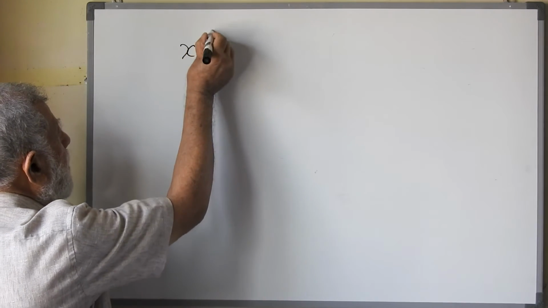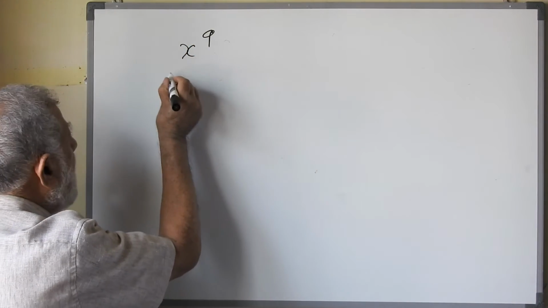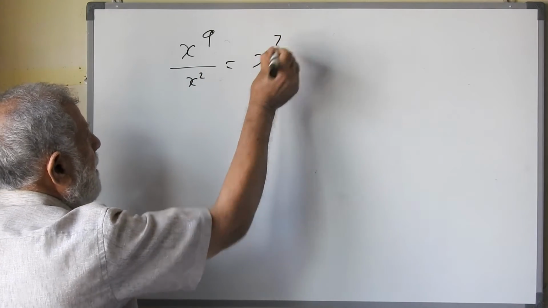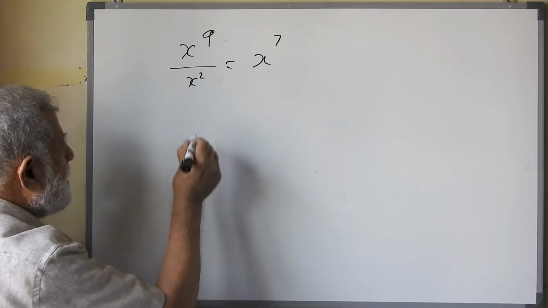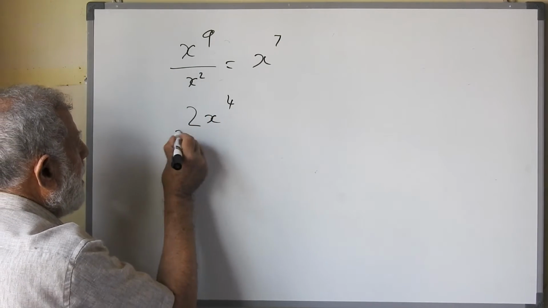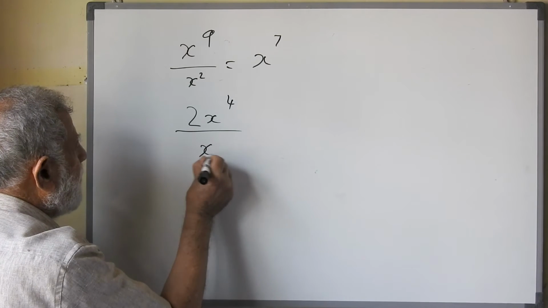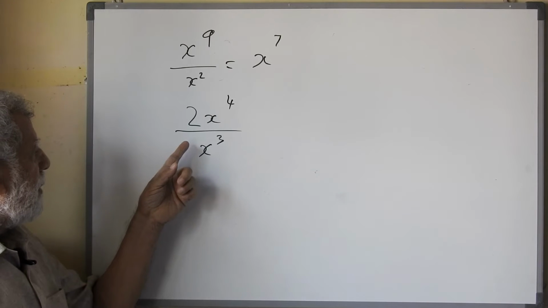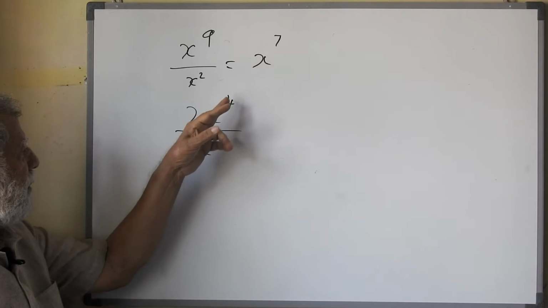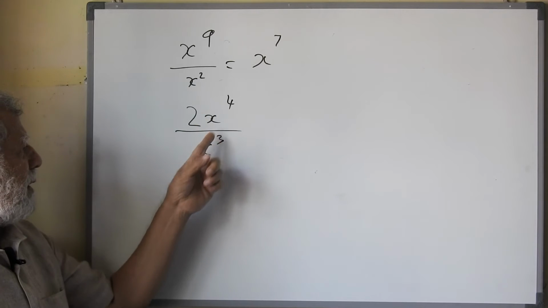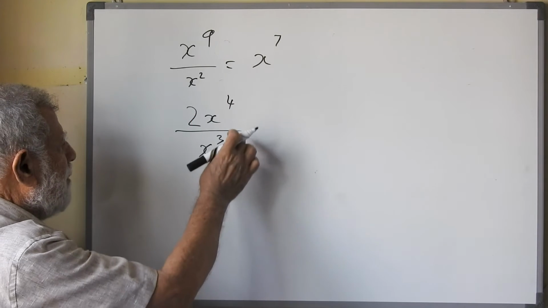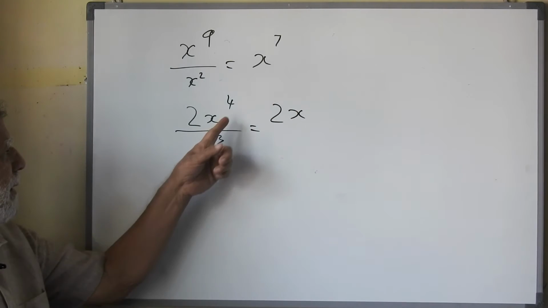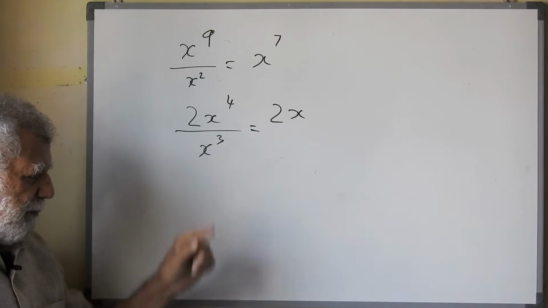x to the power of 9 divided by x squared is equal to x to the power of 9 take away 2, which is x to the power of 7. We will take another example: 2x to the power of 4 upon x to the power of 3. Now here we have a number, 2, so with x we have to subtract only 4 and 3. x to the power of 4, x to the power of 3, when you simplify, it becomes x. So the answer will be 2x. From 4 we subtract 3 and we get 2x.